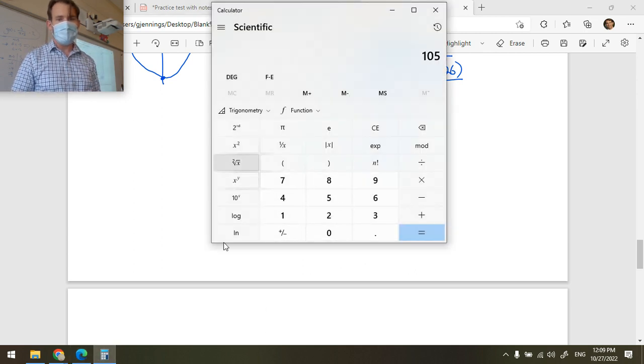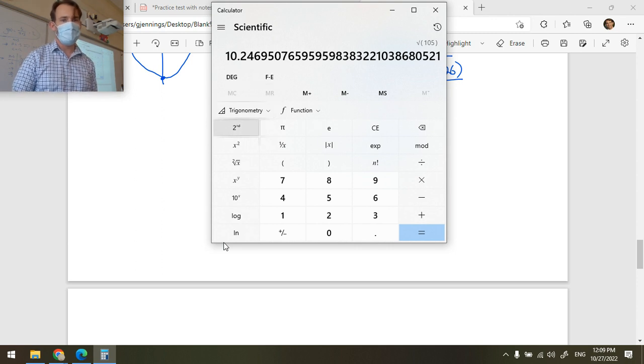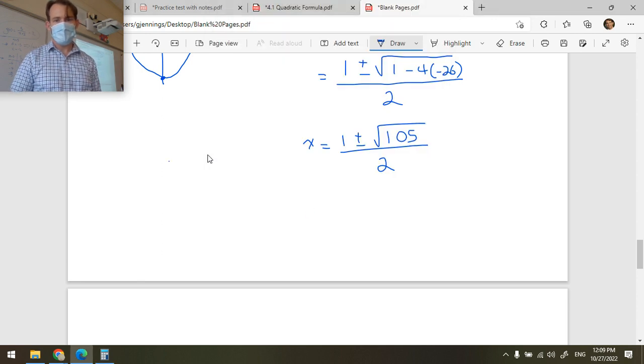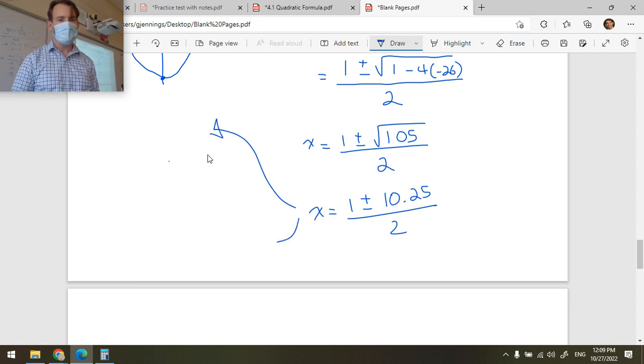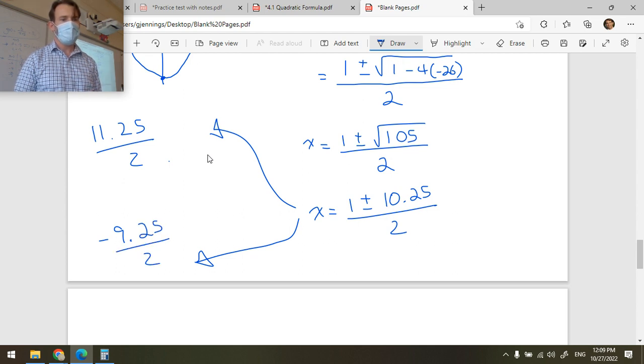So we're just going to find out what it is. So 105, but I take the square root of it. 10.24. Let's do 10.25. So we'll round to 2 decimal places. So this is x equals 1 plus or minus 10.25 over 2. All right. Now this will give us two possibilities. One is plus, one is minus. So 1 plus 10.25 is 11.25 over 2. And 1 minus 10.25 is negative 9.25 over 2.